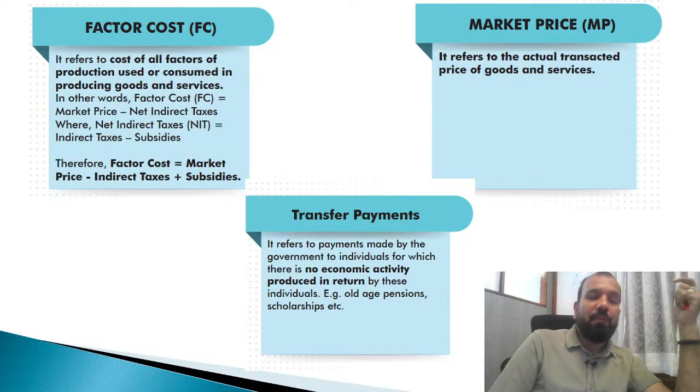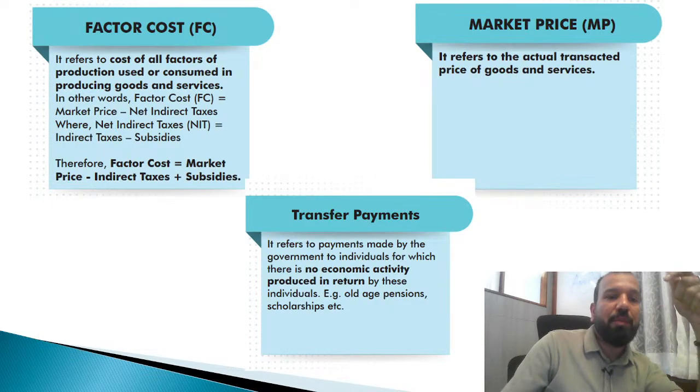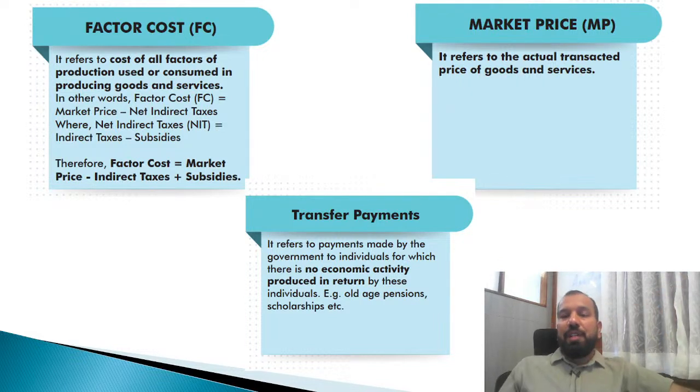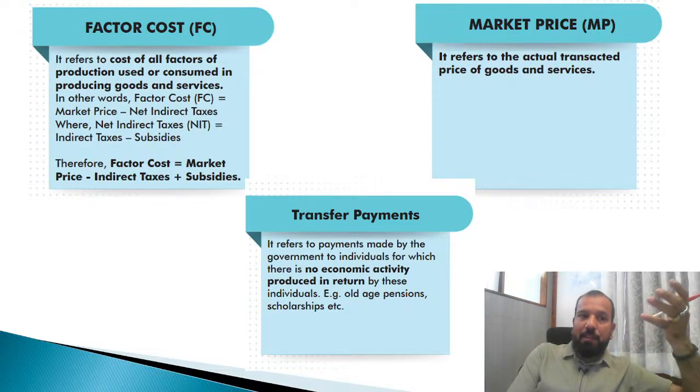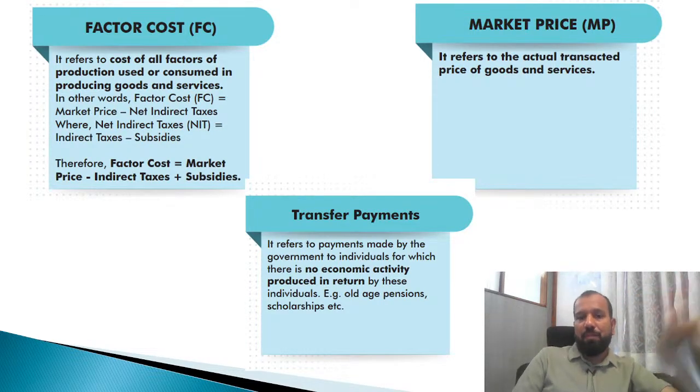But at the same time, whenever the factor cost is given and you have to find out the market price, then you have to add the indirect taxes minus the subsidies. If the factor cost, the cost of producing the pen, is 5 rupees, you can't charge 5 rupees as the market price. So you have to include the taxes. So market price is factor cost plus indirect taxes minus subsidies.